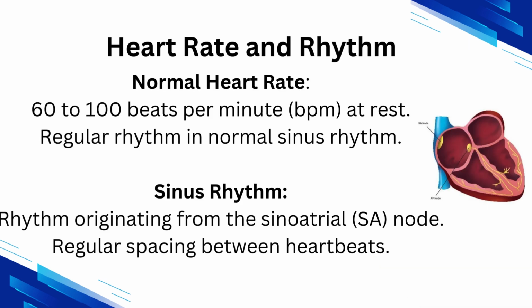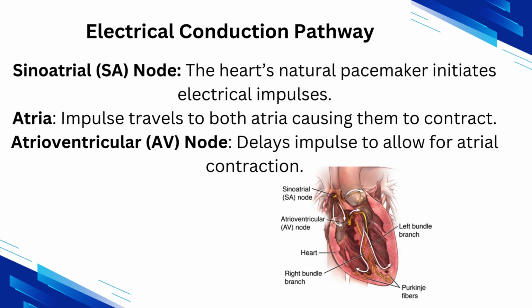Heart rate and rhythm. Normal heart rate, 60 to 100 beats per minute, BPM, at rest. Regular rhythm in normal sinus rhythm. Sinus rhythm is rhythm originating from the sinoatrial, SA, node. Regular spacing between heartbeats. Electrical conduction pathway.